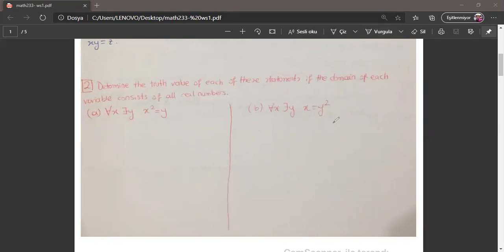It is sometimes correct, but it's not correct for any x, so it is false, okay? If there is at least one value which does not satisfy this equality, then the statement is false, okay?